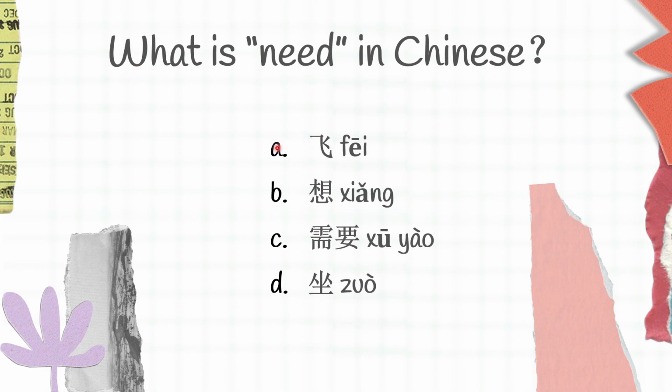The next question, what is need in Chinese? So we have A, 飞, B, 想, C, 需要, and D, 坐. So I will give you time to think first. 飞 is fly, 想 is want, 需要 is need, and 坐 is sit down. So the right answer for this question is C, 需要.